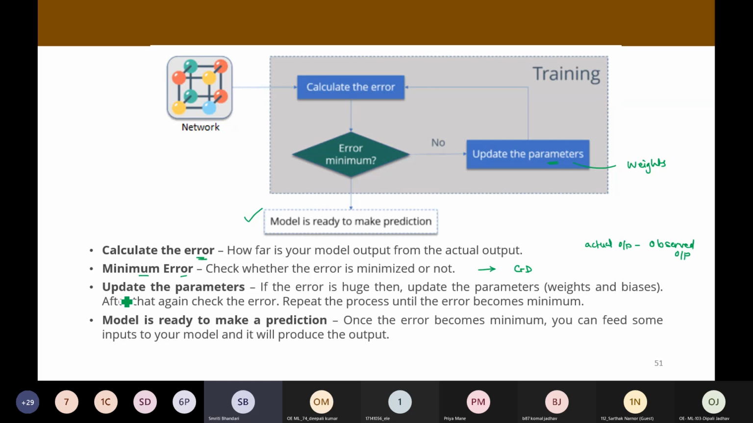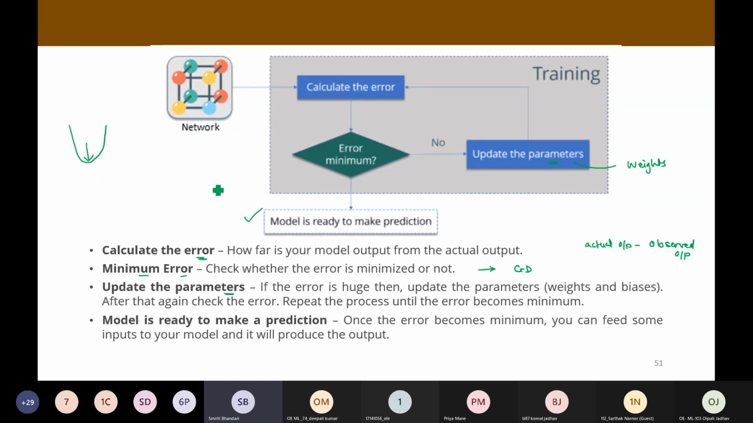Now, if the error is not minimum, then what are we supposed to do? We need to modify the parameters. Here our parameters are nothing but the weights and biases. After updating those weights, once again we compute the error and check whether it has reached the minimum, right? And this process continues. Once it has reached the minima, we say that our model is trained and ready to make the prediction.